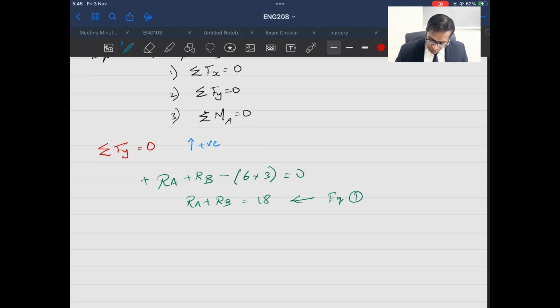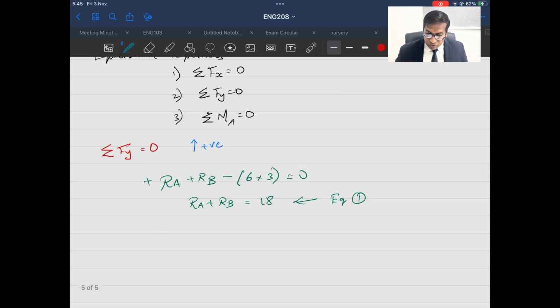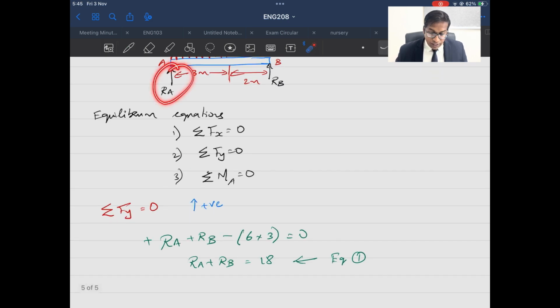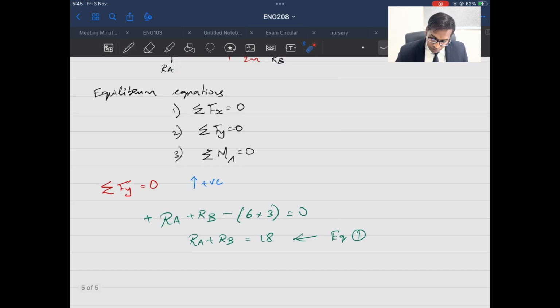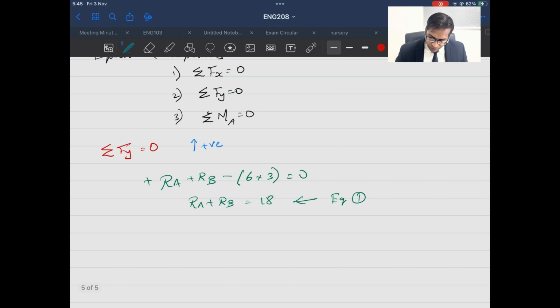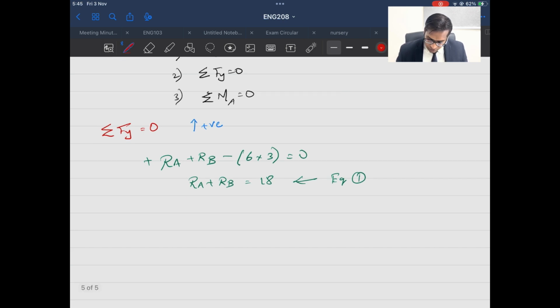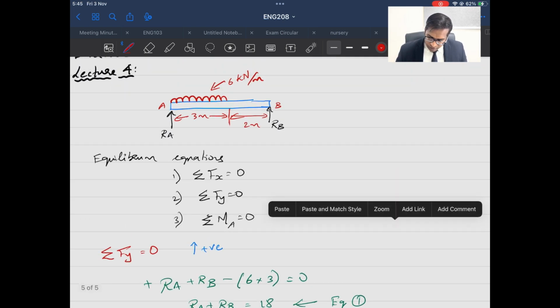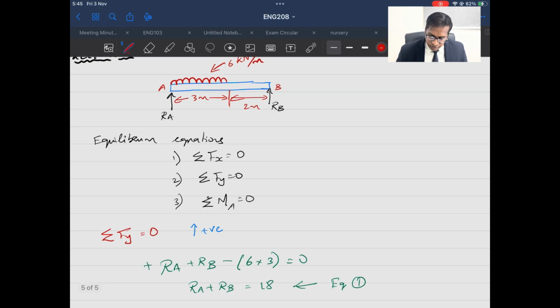Now I will be using the second equilibrium equation. Always remember, if there are n number of unknowns, then we have to use n number of equations. So we have two unknowns here, so I have to use two equations. So I go for the second equilibrium equation, summation of MA is equal to 0. Usually I will consider A. Let me consider the point A. So all the moments acting at point A is equal to 0.